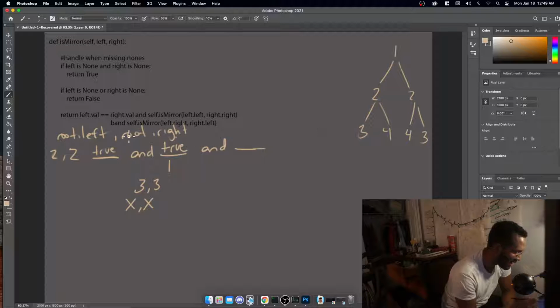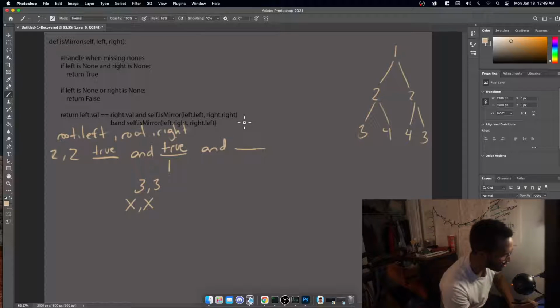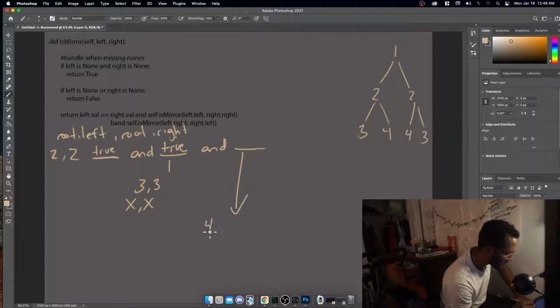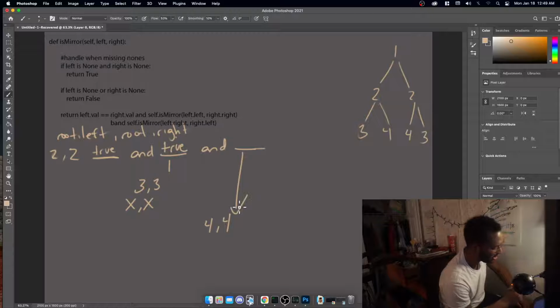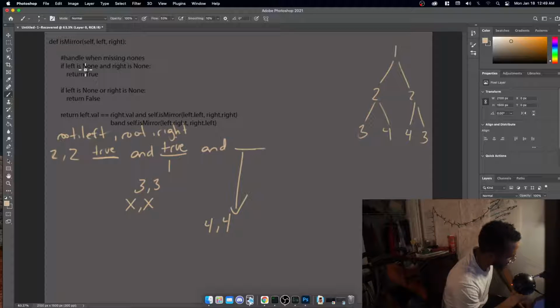So we go back up, and the third part of the expression was, and self.isMirror(left.right, right.left). Well, what part of the tree are we at? We're at 2, because we wrote 2 and 2 here. What is left.right of the first 2? That is 4. Now, what is right.left of the other 2? 4. Okay, we're calling isMirror with those parameters, right? So if left is none and right is none, that's not true. If left is none or right is none, return false. That's not true, right? And now we get into this statement again, right?